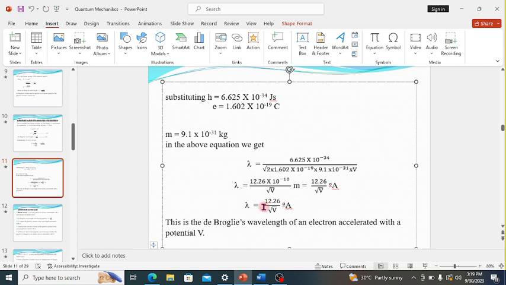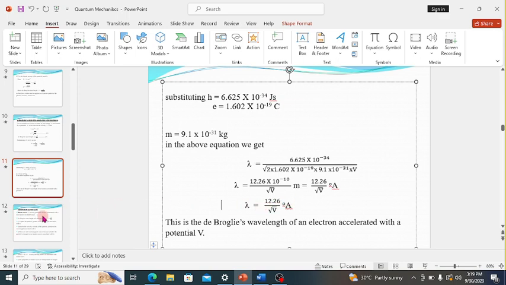So this is the de Broglie's wavelength only for electrons. Only for electrons, de Broglie's wavelength is lambda is equal to 12.26 by root V. So this is about de Broglie's wavelength associated only with electrons.